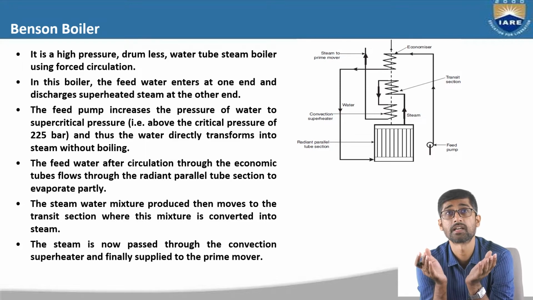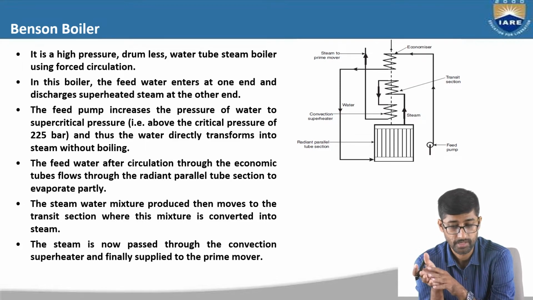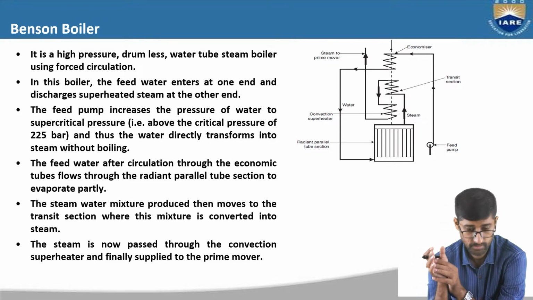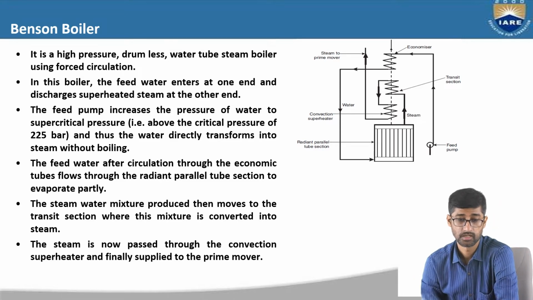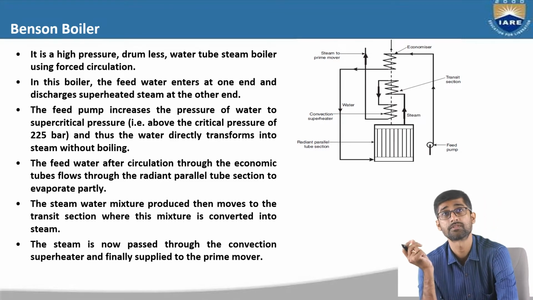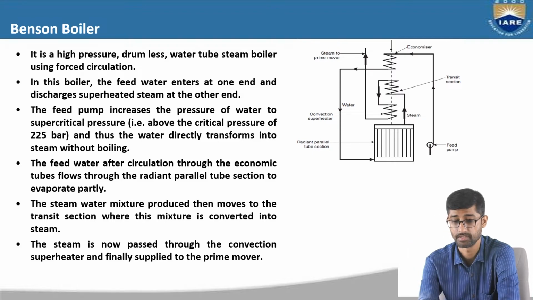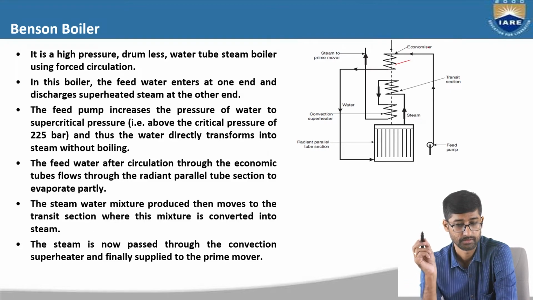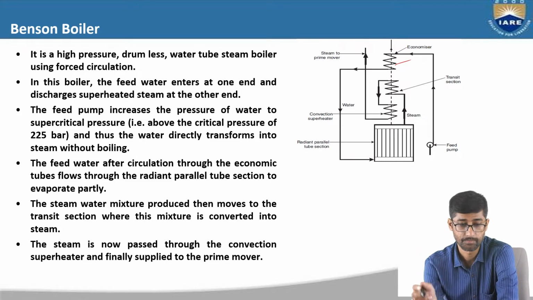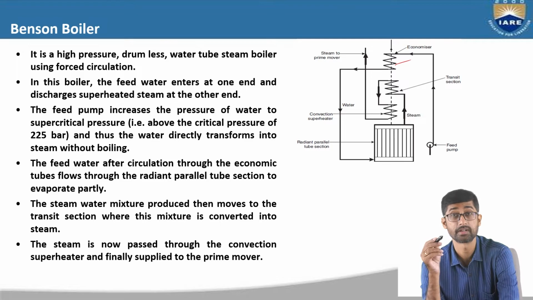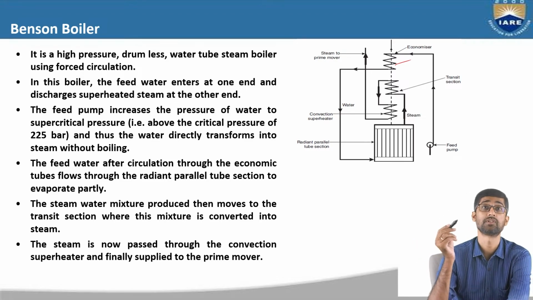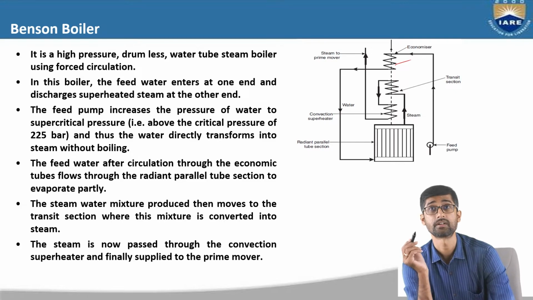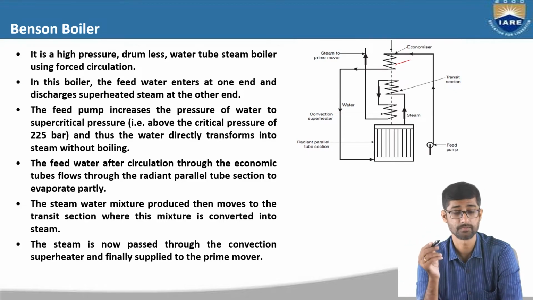Benson boiler is also one type of high pressure boiler. It is drumless. Previously, if you see, the La-Mont boiler consists of a drum, but the Benson boiler does not contain any drum. It is a drumless, water tube steam boiler using forced circulation. In this boiler, the feed water enters into the economizer at one end and discharges superheated steam at the other end. And the feed pump increases the pressure of water to the supercritical pressure, that is above the critical pressure of 225 bar, and thus the water directly transforms into steam without boiling, right?